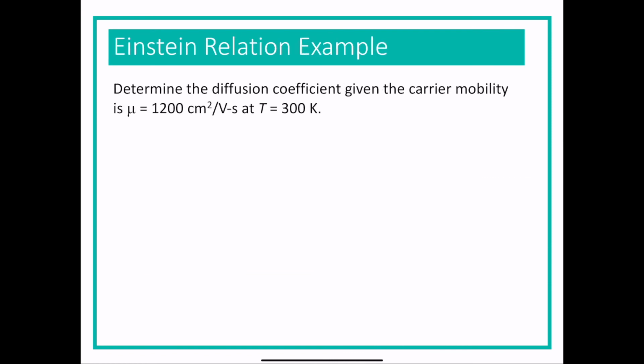So I can do one last example with that, and this is a kind of a dumb example because basically, we can find the diffusion coefficient if we're given the carrier mobility, and that value is just kT over e times the mobility. And since we're at 300 K, that's 0.0259 times 1200, and that gives us 31.1 centimeters squared per second. So that is not even worthy of assigning you as a problem because it's super simple.